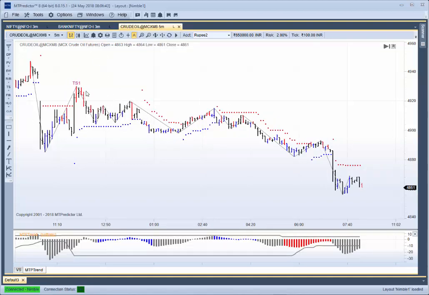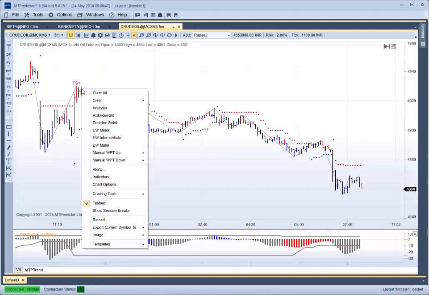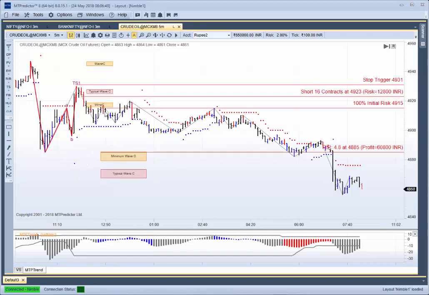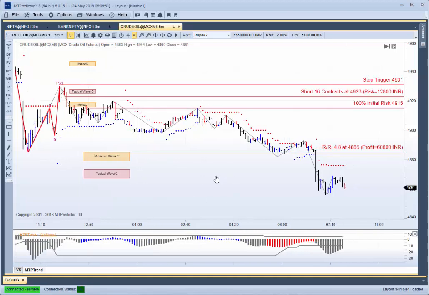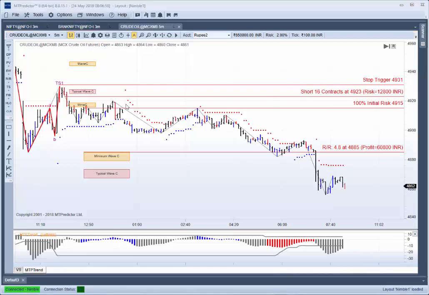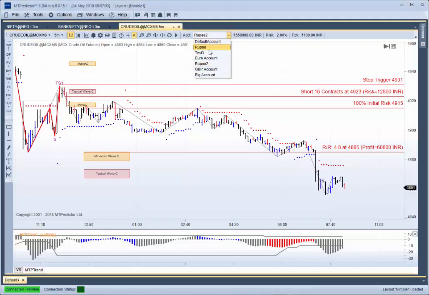Let's analyze this setup. If we right mouse click over the red sell bar, which is here, right mouse click, then do analysis. This gives us our potential trade setup. We use position sizing to keep our initial risk small and under control. You can change your account here for different accounts.